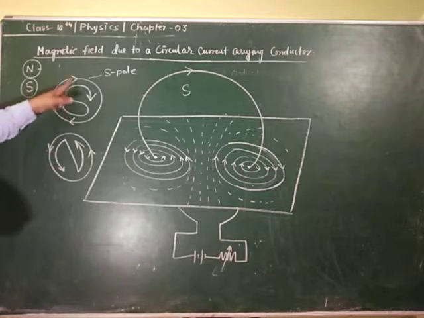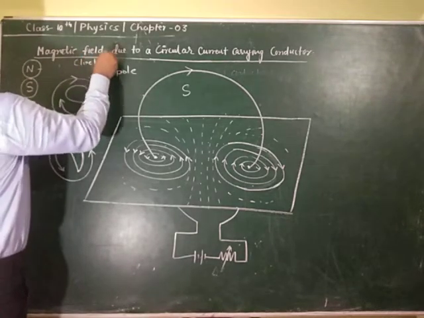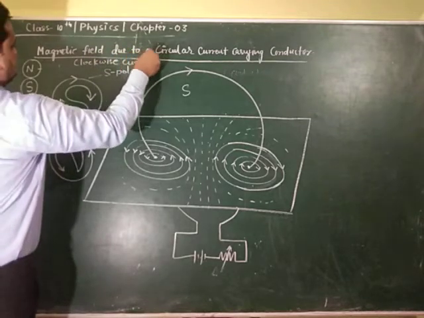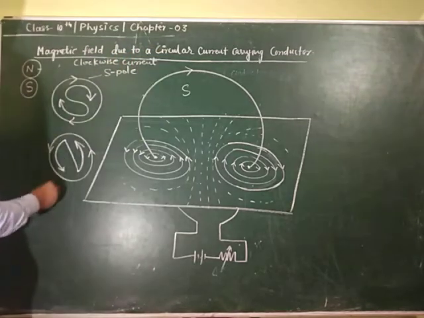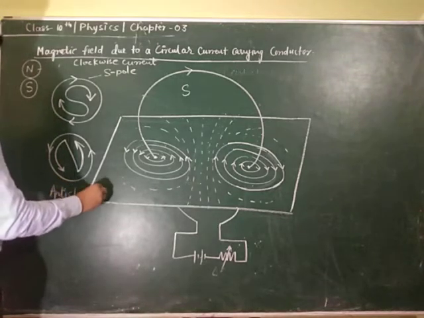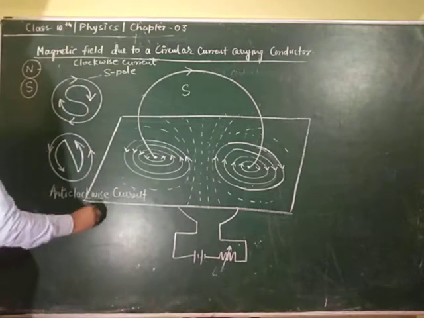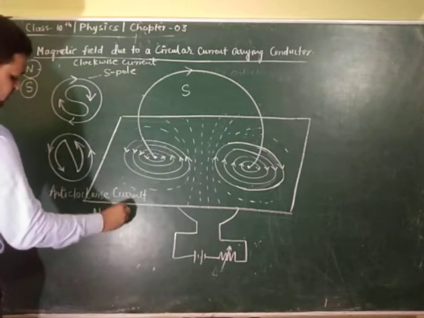So here you can see clockwise current, south pole, or anti-clockwise current, N pole. Which pole? N pole.